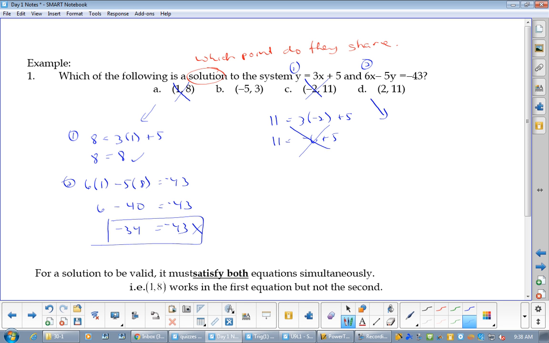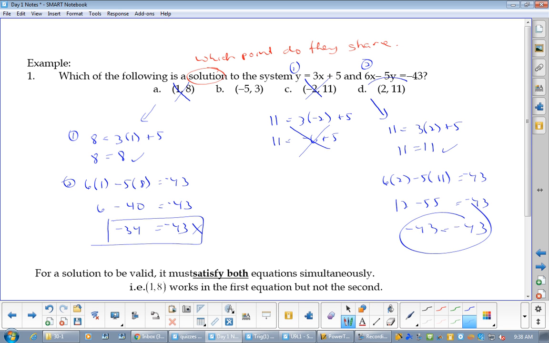So I'm going to put in 11 equals 3 times 2 plus 5. 11 equals 11. That one works. Let's try the other one. 6 times 2 minus 5 times 11 equals negative 43. Okay, 12 minus 55 equals negative 43. Negative 43 equals negative 43. This is the correct answer. Yep.